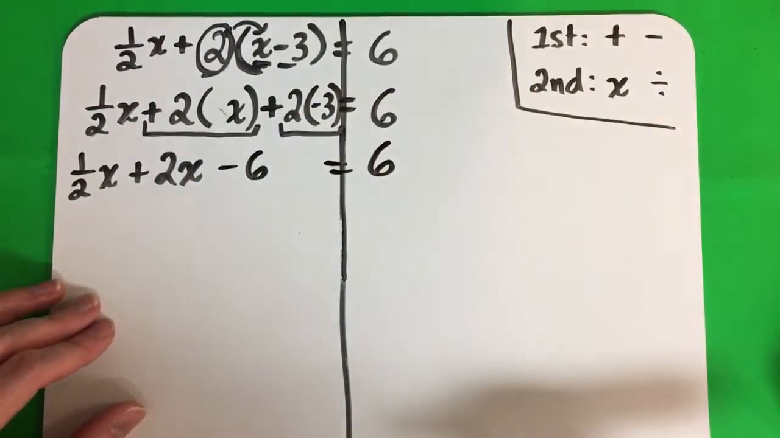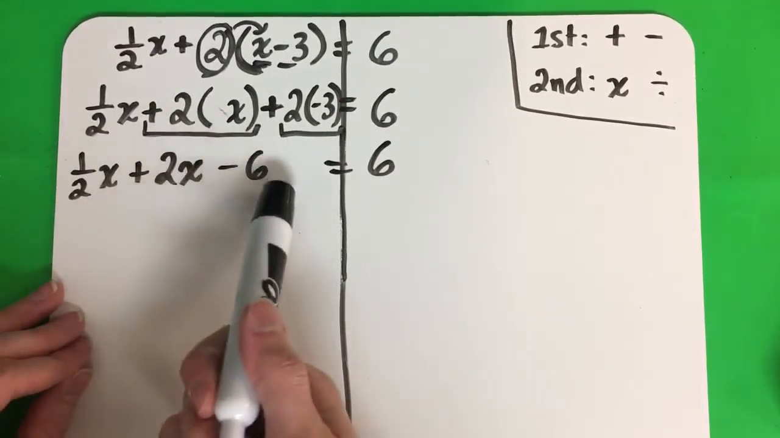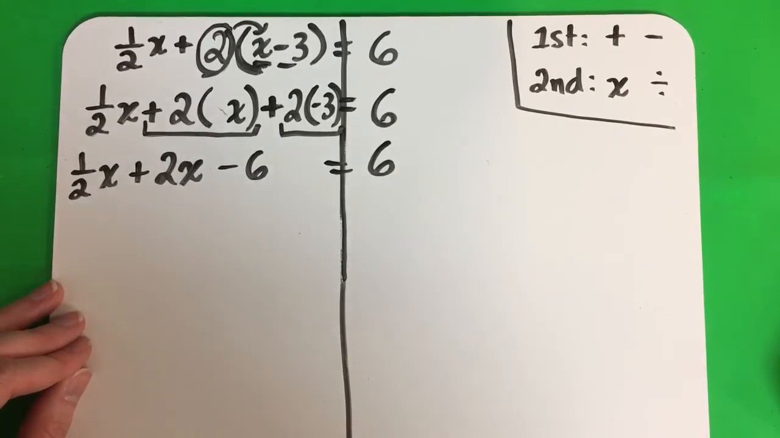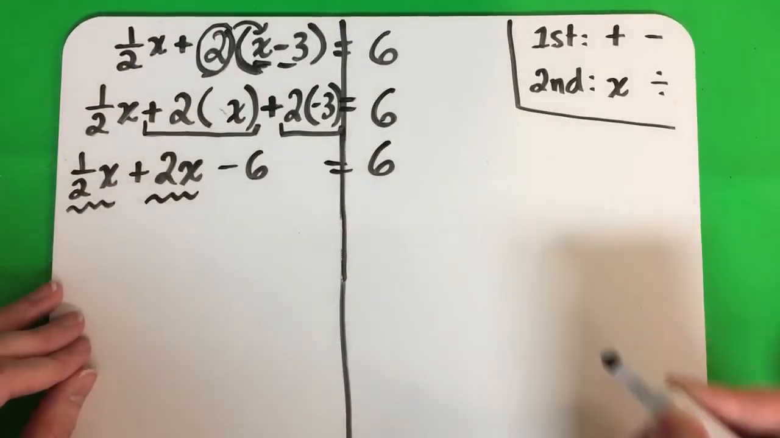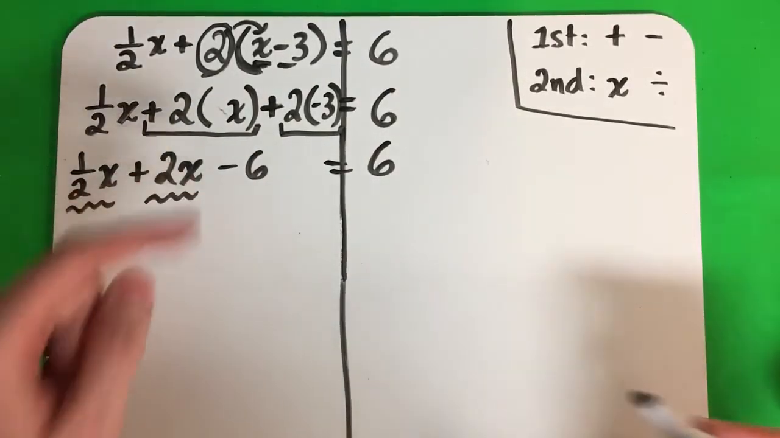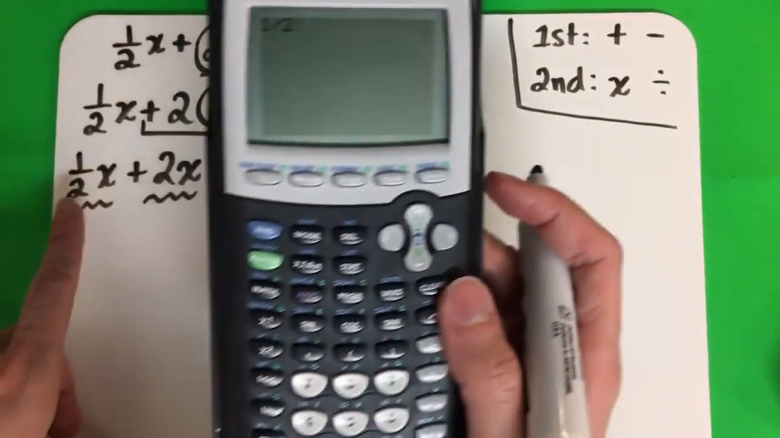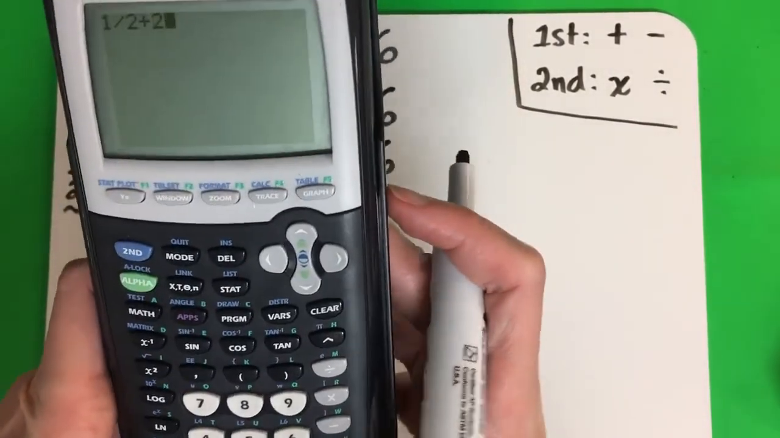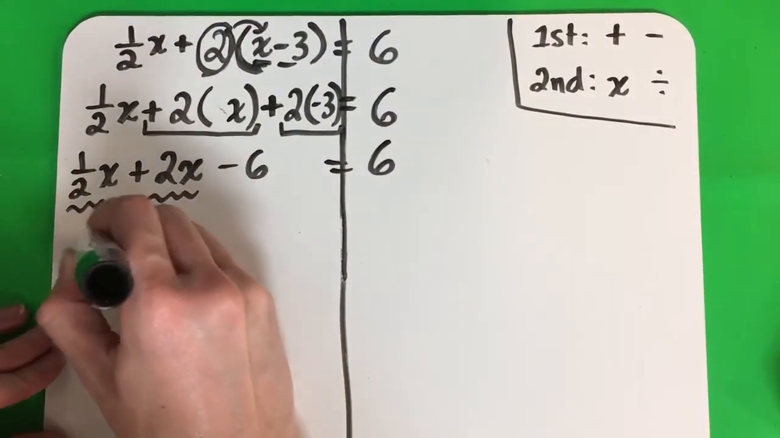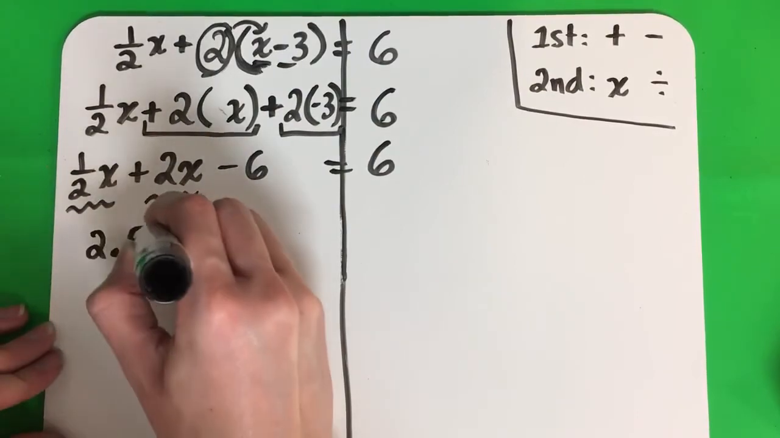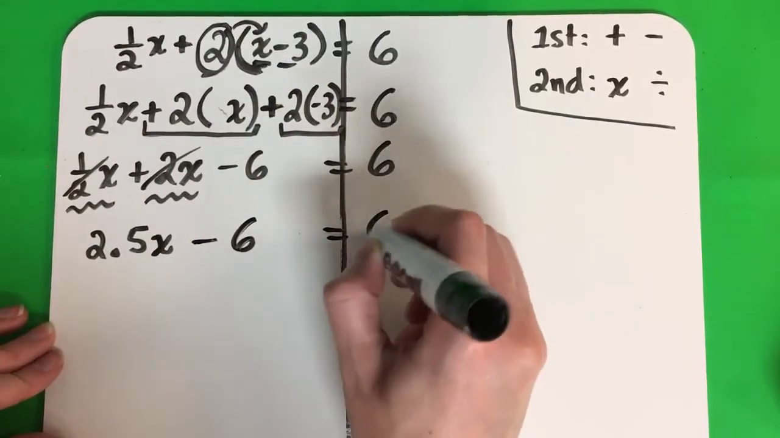equals 6. I have 3 things. Tengo 3 cosas. So I need to find the 2 that are similar. Necesito encontrar los dos que son similares, which is the x's here. So 1/2 x plus 2x. So 1 divided by 2, plus 2. Más 2. 2.5. 2.5 x, so good, minus 6 equals 6.